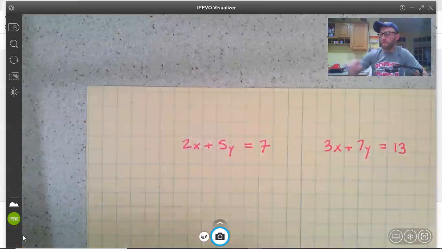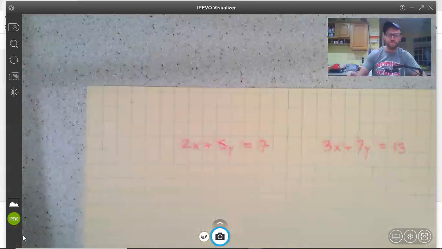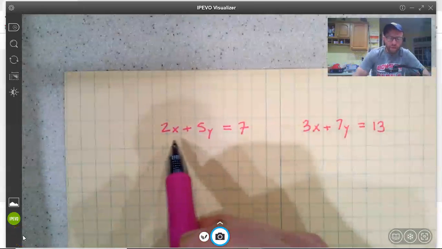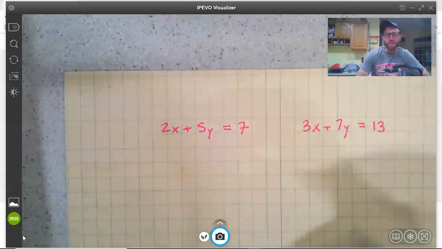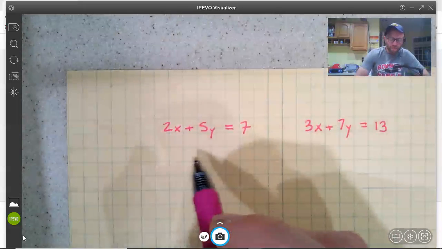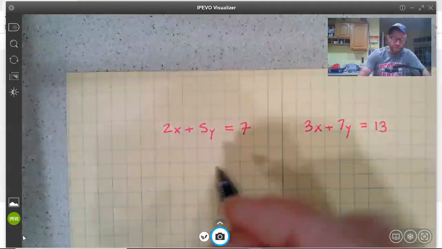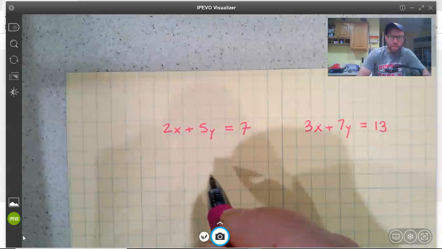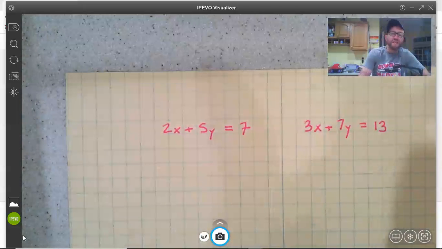Okay, let's take a moment here to look at linear equations in standard form. So standard form is when you have your x and your y on the same side of the equation. There's a little trick we use with standard form equations when we're solving systems of equations using elimination.